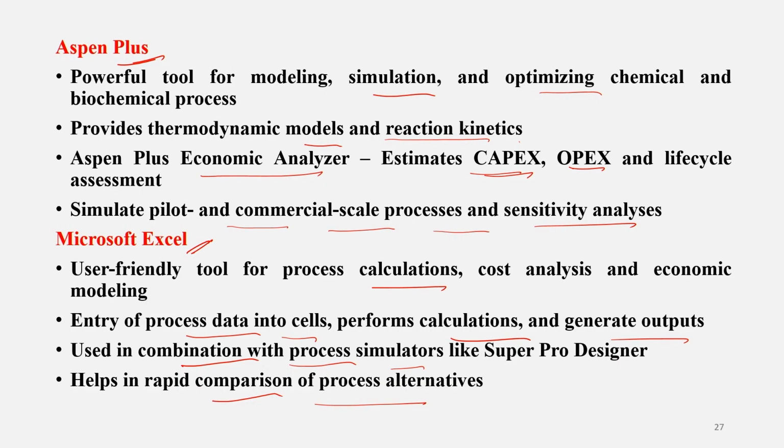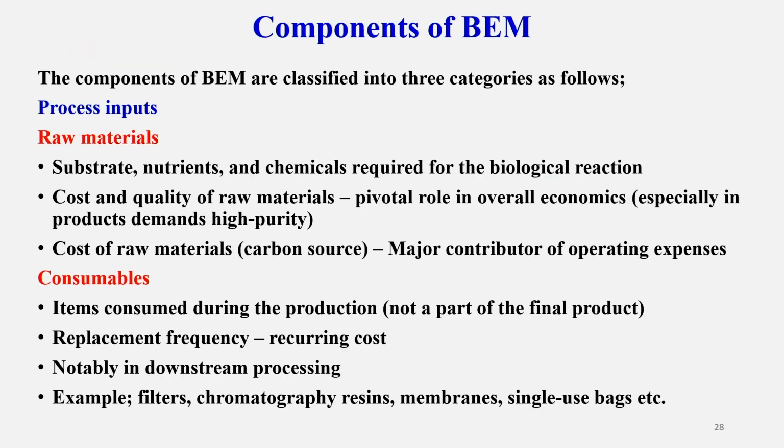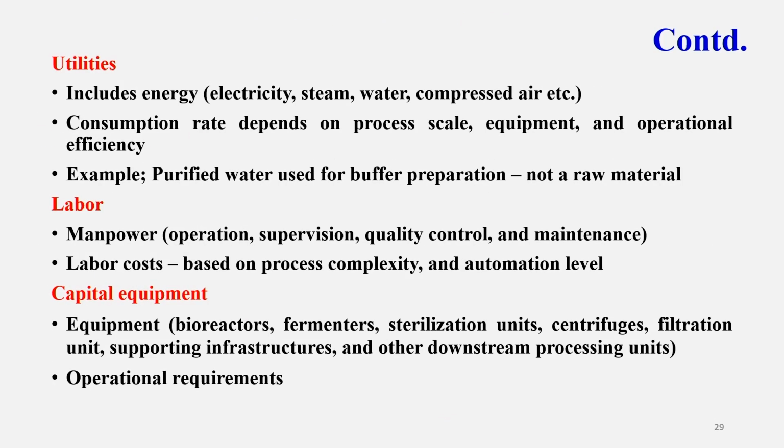So, there are different tools for bioprocess economic models, and what does it include? It includes the raw materials. It may be substrate, nutrients, chemicals, so the cost of raw material. In addition, the consumables, the items consumed during the process. It may be in both upstream and downstream, for example, in the filtration, chromatography, membrane and single use bags.